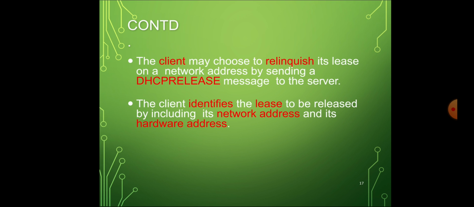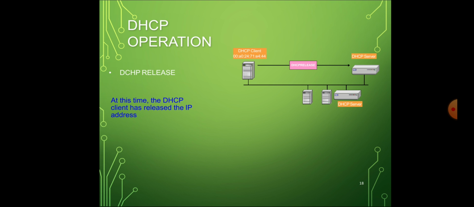The client may choose to relinquish its lease on a network address by sending the DHCP release message to the server. Suppose the lease is over, then the client tells the server that it wants to release its IP address. The client identifies the lease to be released by including its network address and hardware address. Network address means your IP address.